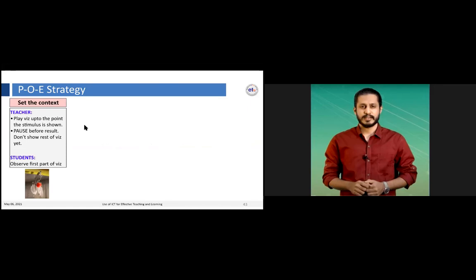How we have implemented it here: there are steps to implement the POE strategy. First you need to set the context. You could remember what I did. I showed you the screenshot and I said that there is a condition, right? You can do it in a similar way, or you can play some part of the video or the visualization till the stimulus is shown, and then pause before the next action and don't show the rest of the part. Students will simply observe. So this is the setting of the context.